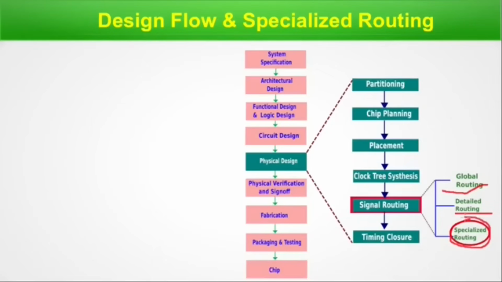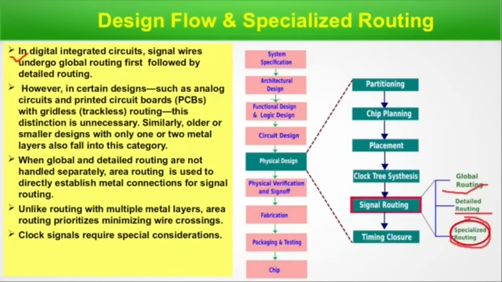time for specialized routing. In digital integrated circuits, signal wires first undergo global routing and then detailed routing. We all know that. However, in certain designs such as analog circuits and printed circuit boards, that is PCBs, with gridless routing or trackless routing, this distinction is unnecessary. It doesn't need this. Similarly, older or smaller designs with one or two metal layers also fall into this category. For this type of routing, we take specialized routing.